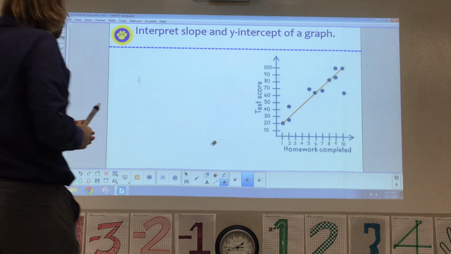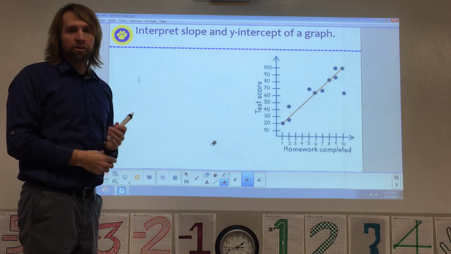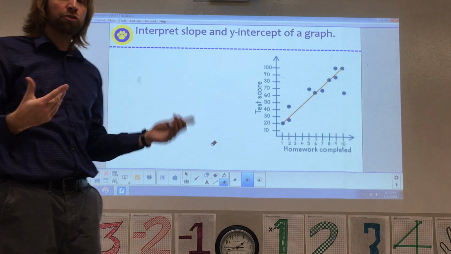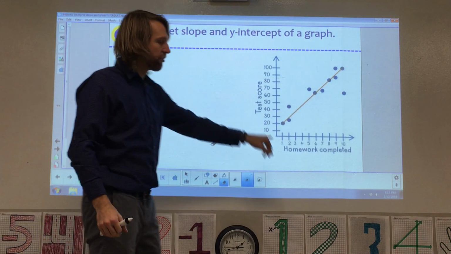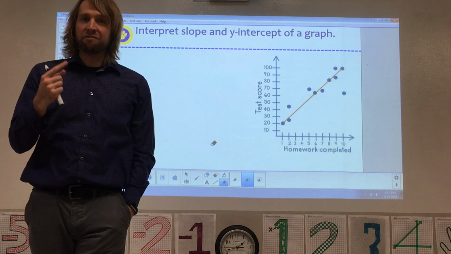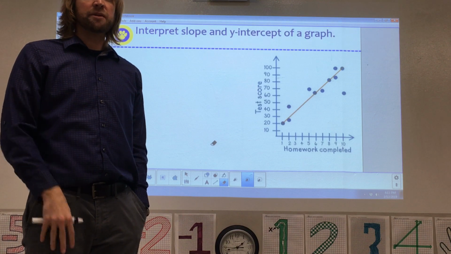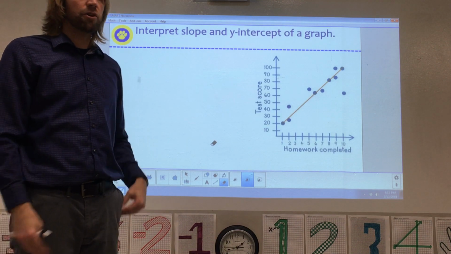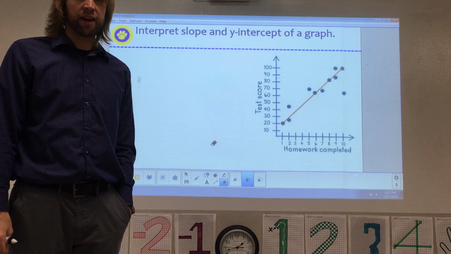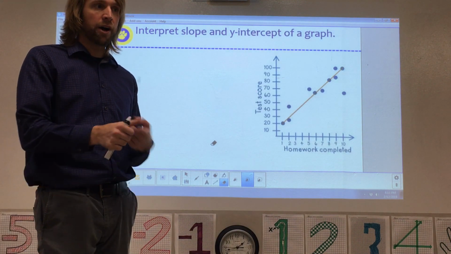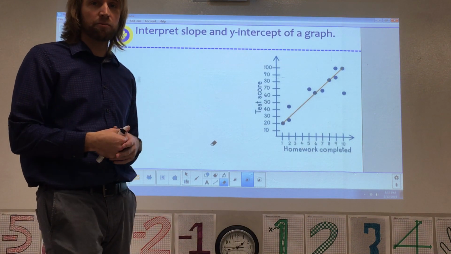This video is going to help you to interpret slope and y-intercept of a graph. And in order to interpret it, we need some labels on the side. Normally kids can find the y-intercept, they can find the slope, but they have a hard time explaining what it means in real-world context. So we're going to take a look at a few problems and see if we can get a better understanding of what y-intercept and slope actually mean in terms of a problem.